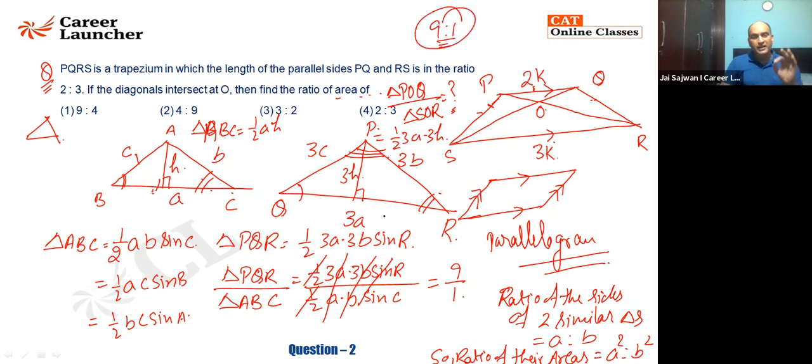So whatever is the ratio of the sides, the ratio of the areas of similar triangles will be equal to A square is to B square. Yes, this is important that the triangles need to be similar. If the ratio of the side is 1:3, the ratio of the area will be 1:9. I hope it is clear to all of you. Please ask if there is any query.